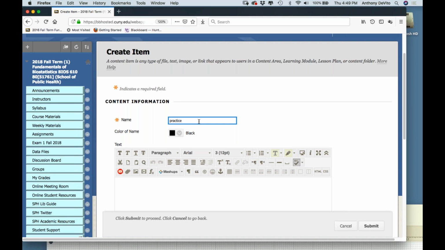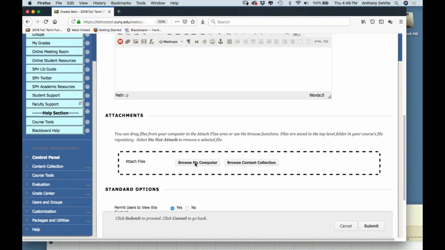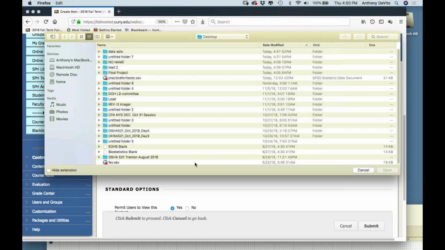Okay, well, you guys will be able to, I'll get this posted. Practice data. Okay, branch my computer. And where did it go now?